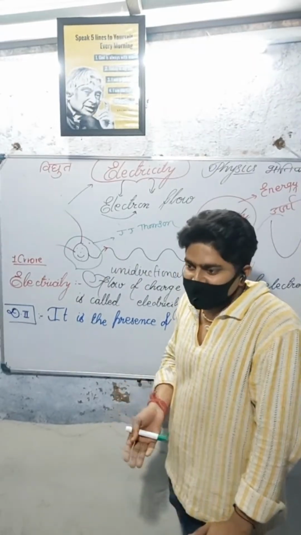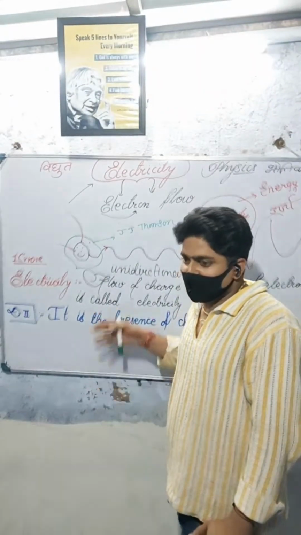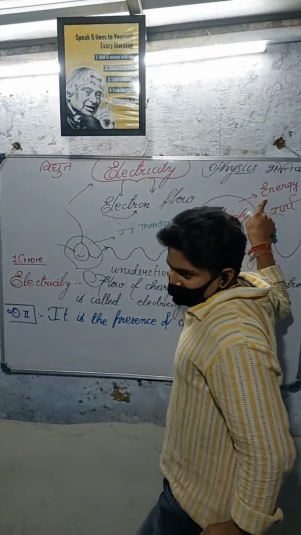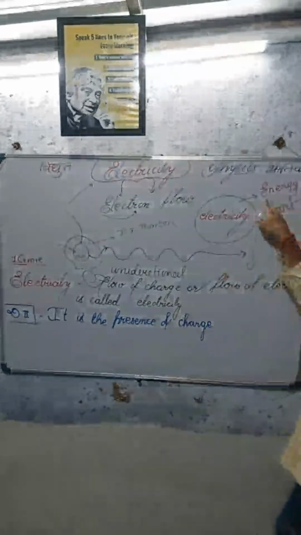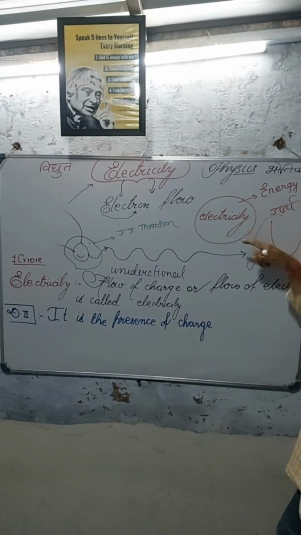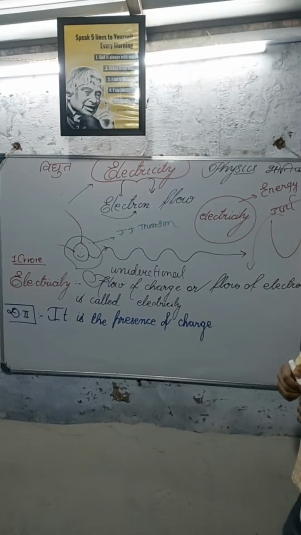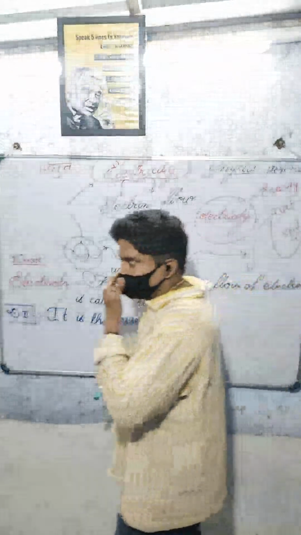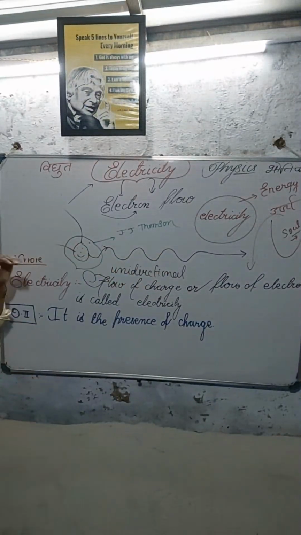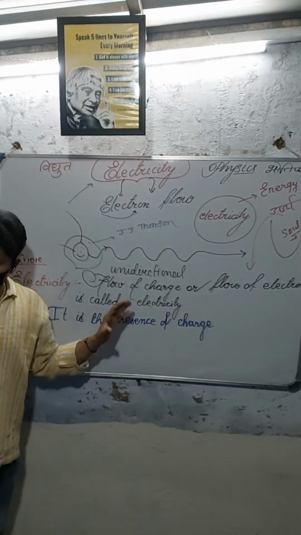All the appliances are running because of energy. Electron means energy. Electron means ऊर्जा. Which energy do we have? In the form of, my dear, what? Soul. Yes or no? Soul. Presence of charge is called electricity.